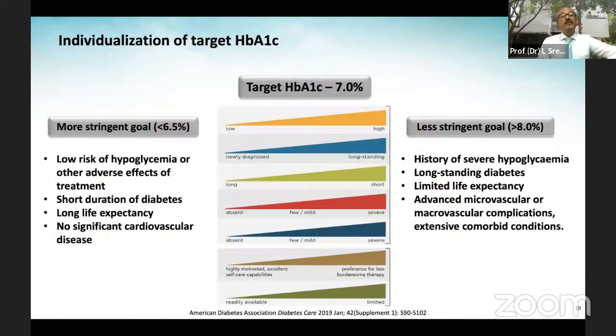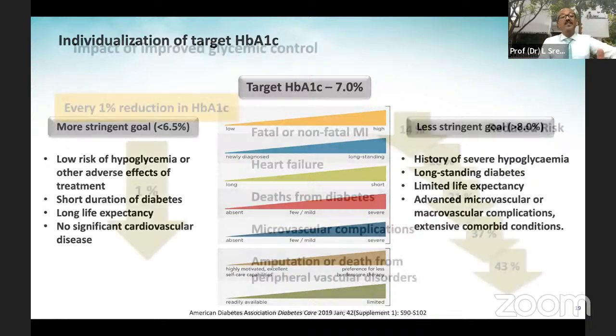And the individualization of target, again, whom to have less than 7 or around 7, 7.5, is something we should be aware of. For example, you see the less stringent target, 7 to 8%: severe hypoglycemia history, long-standing diabetes, limited life expectancy, very elderly, advanced micro or macrovascular complications, extensive comorbidities like CKD, those on dialysis, etc. These are the set of patients where you need not be very tight. Whereas low risk of hypoglycemia, short duration, early diagnosis, long life expectancy, no significant comorbidities. These are the patients where you target less than 7, in fact, less than 6.5.